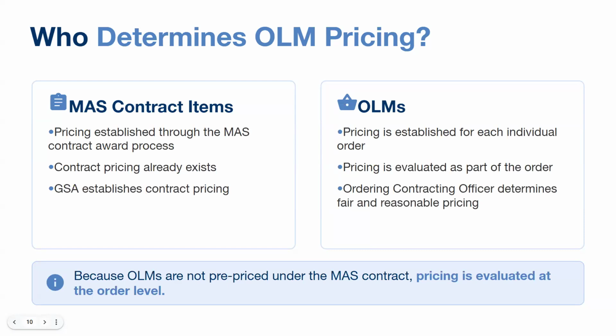So each order is unique, and the OLM supporting one acquisition may be very different from those supporting another. That's why pricing is evaluated at the order level. It's also important to recognize that this doesn't mean OLM pricing is arbitrary or negotiated without oversight. It just reflects the fact that these items haven't already gone through the MAS contract pricing process. So you want to understand this distinction because it will help explain why pricing responsibilities are divided the way they are. And OLMs do require their own separate evaluation.